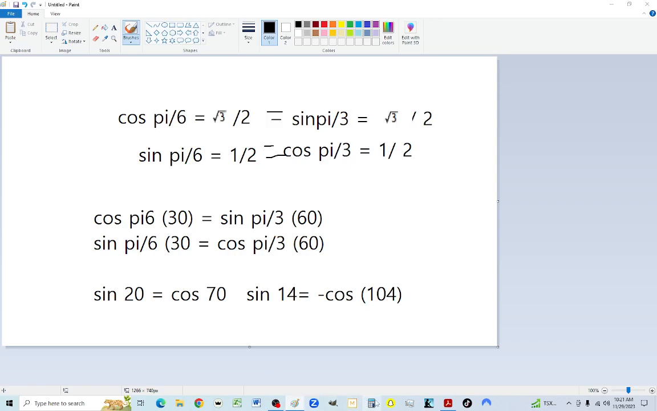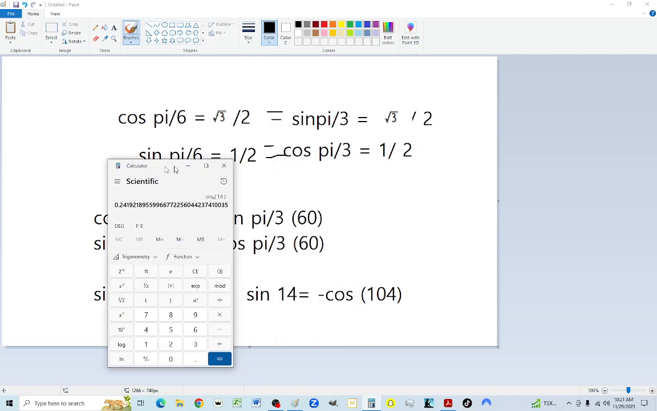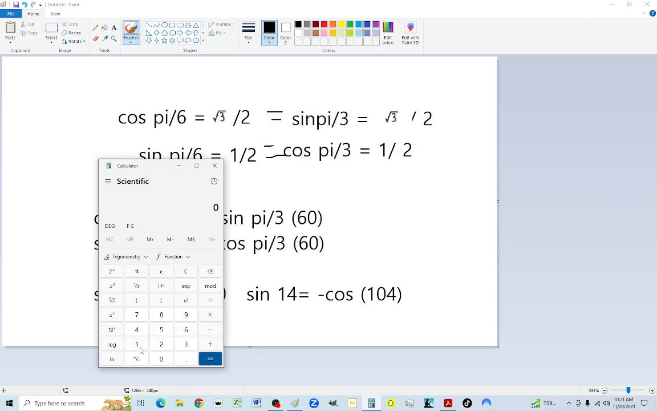And if you're ever in doubt, take the sine of 14. I know I'm in degrees here, but I'm just trying to show examples. 0.2419. And take the cos of 104.